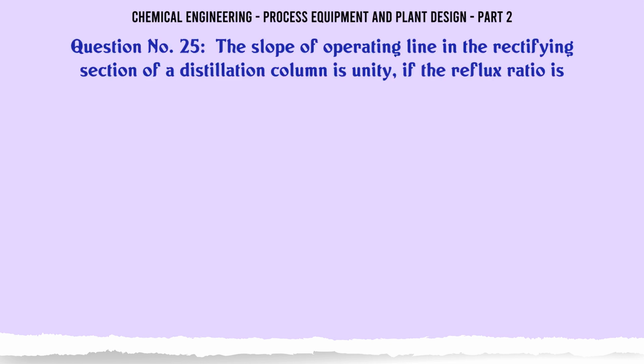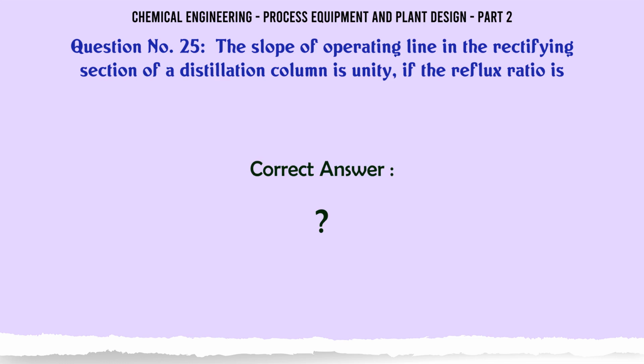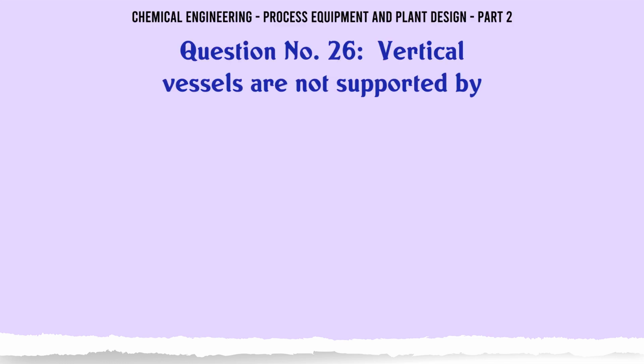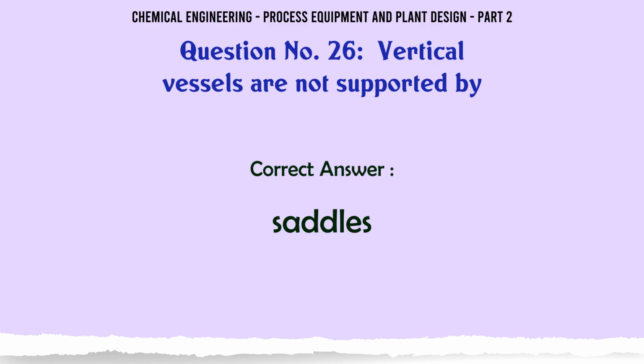The slope of operating line in the rectifying section of a distillation column is unity if the reflux ratio is A. 0, B. , C. 1, D. minimum. Vertical vessels are not supported by A. brackets, B. skirts, C. columns, D. saddles. The correct answer is saddles.